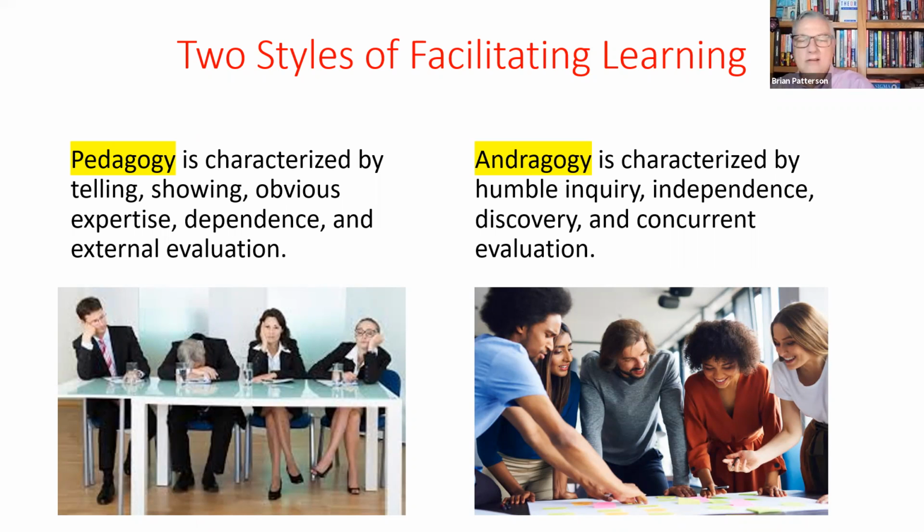And like Charlie Brown, the philosopher, Linus asked him, what's the difference between an A student and an F student? And Charlie said, well, the A student remembers the material 5 minutes before the test. So a lot of times, all that we do is regurgitate information to move to the next lesson. And andragogy is about humble inquiry, independence, discovery, and concurrent evaluation. So the individual and the leader are evaluating together.